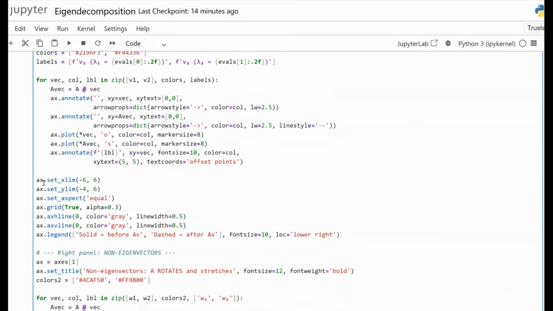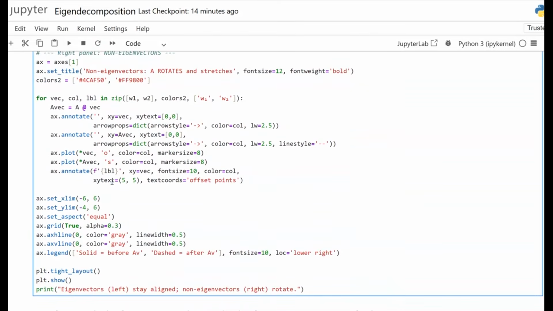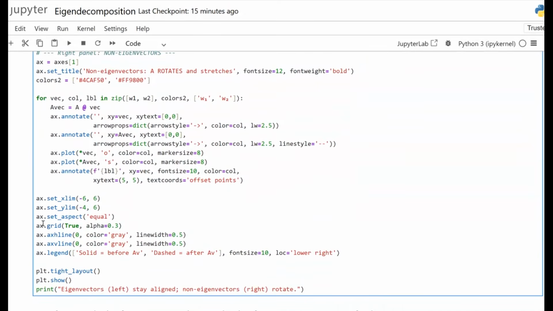For visual encoding, across both plots, kindly just observe, we have arrows for the vectors, a circular marker for the original vector and a square marker for the transformed vector, and a solid line for before transformation and a dashed line for after transformation. And here, equal scaling preserves geometric correctness, and grids and axes improve interpretability.